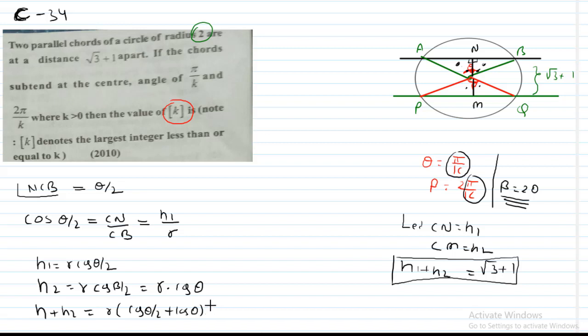Now I want to substitute the values here. H1 plus H2 means root 3 plus 1 equals R, the radius of the circle, 2 is given. Remaining things you write as it is, cos theta by 2 plus cos theta. So it is just a trigonometrical equation. We want to solve this trigonometrical equation.